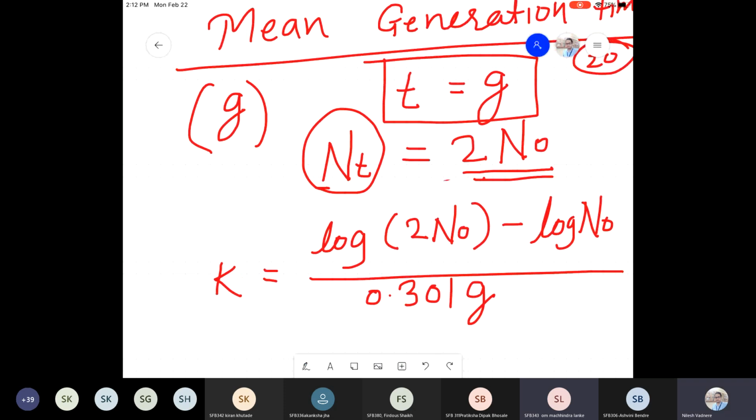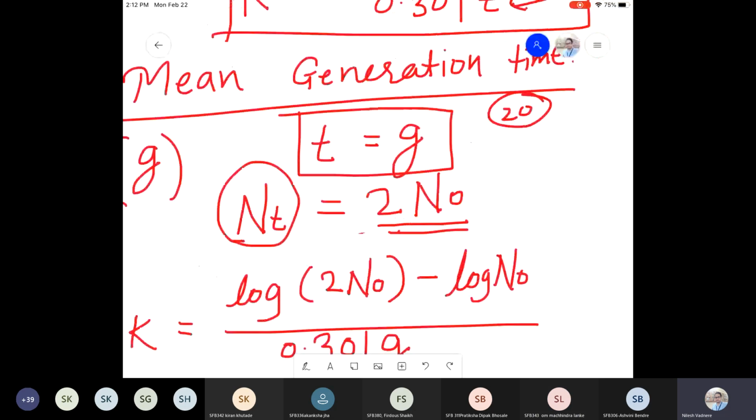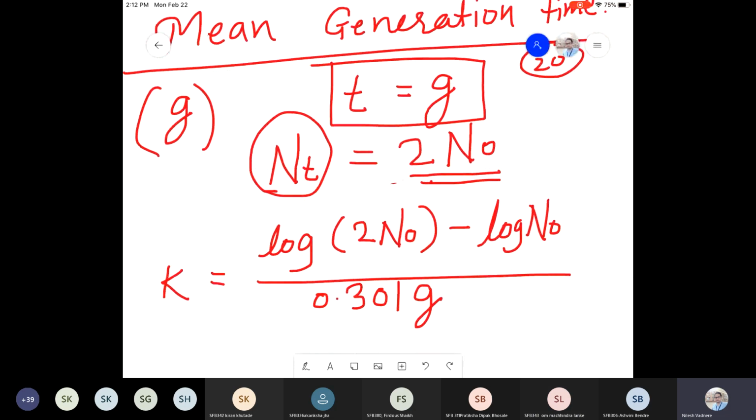सर टी डिवाइड मध्ये होता ना? टी, हाँ, तिथे इंस्टेड ऑफ टी वी आर राइटिंग जी नाउ, बिकॉज यहाँ पर हमने देखा ना, if t is the generation time, so we have written it as g. Instead of t we are writing g. समझते हैं? एनी डाउट? रिपीट करा ना इक्वेशन.